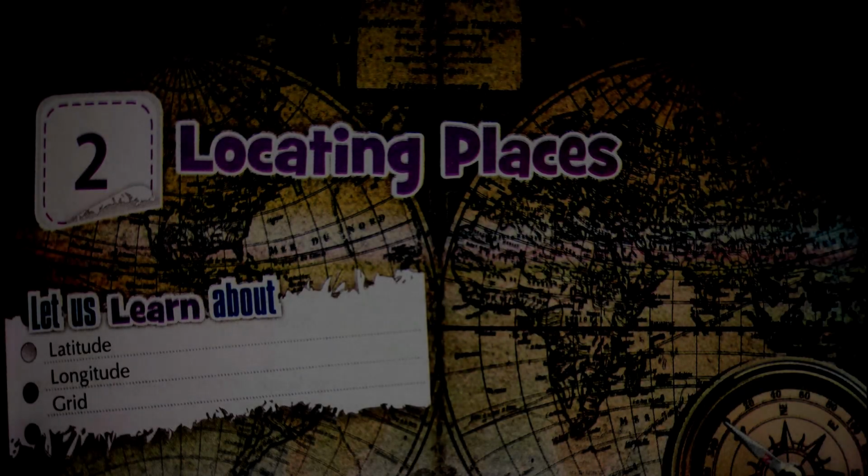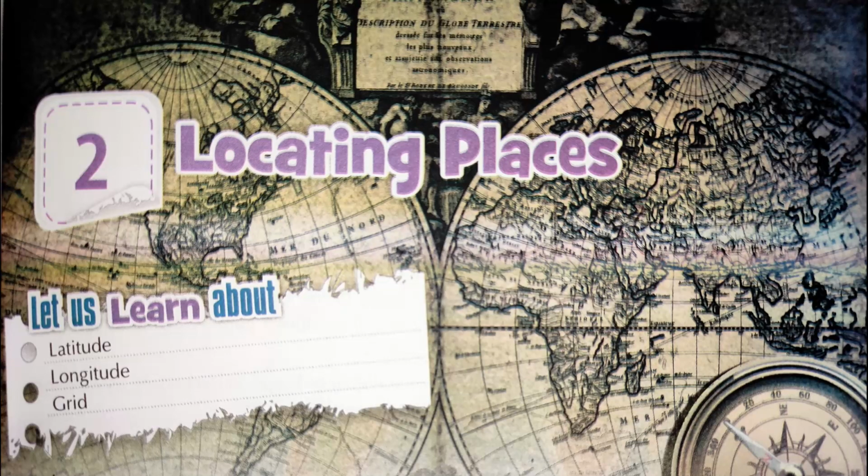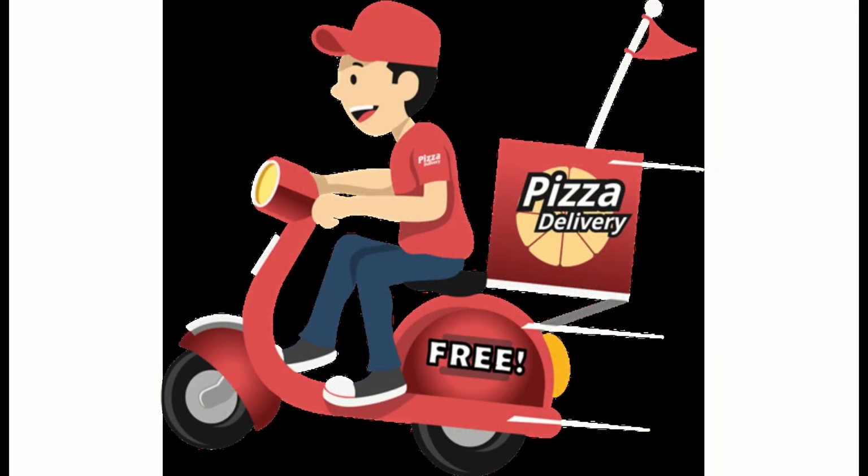Good evening, students. Today we are going to start the second lesson of SS, that is locating places. Now I have a picture for you on the screen. Just have a look at it and see what you can understand. Can you see a pizza delivery boy? Yes, he has come to deliver the pizza that was ordered.